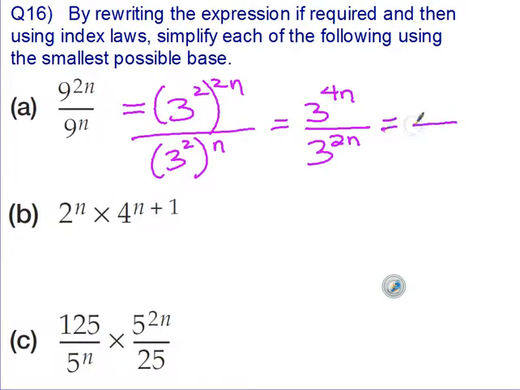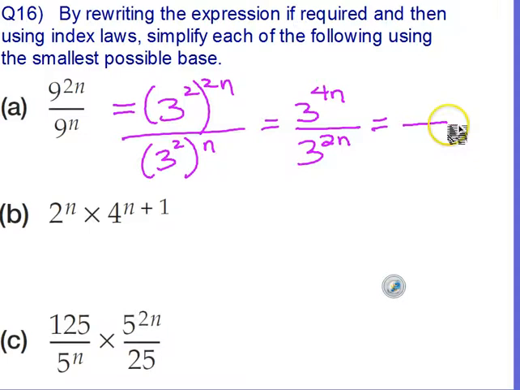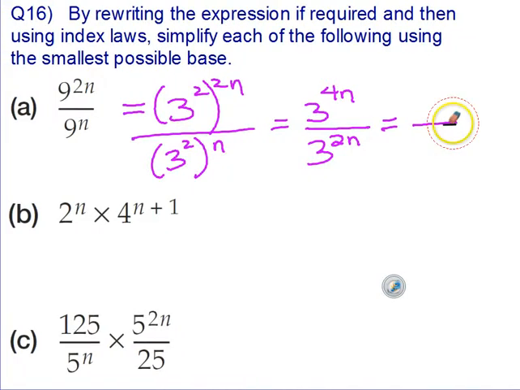And finally, to divide powers with the same base, we subtract indices. 3 to the 4n subtract 2n is 2n. And that's the answer for that.